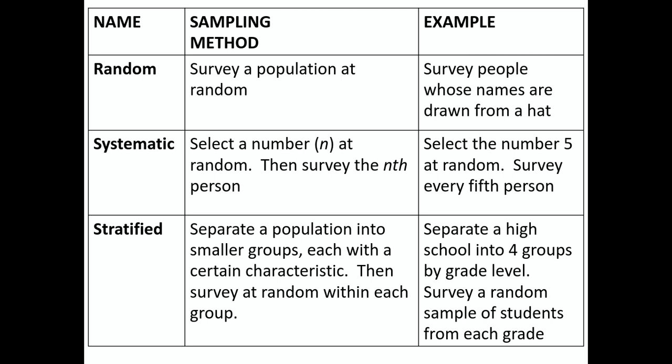And the example they give for stratified is perfect here. So stratified is that you've got a population and then you divide that population up into smaller groups. And then you randomly select people in that group. The example they give here says: separate a high school into 4 groups by grade level and then survey a random sample of students from each grade. Okay? So I cannot sample everybody at Sullivan Middle School, but I can randomly survey some 8th graders, some 7th graders, and some 6th graders to get an idea. Okay, that's stratified.